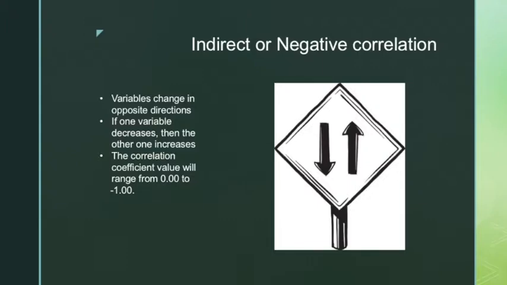An indirect or negative correlation happens when variables change in opposite directions. If one variable decreases, then the other one increases. The correlation coefficient value will range from 0 to negative 1.